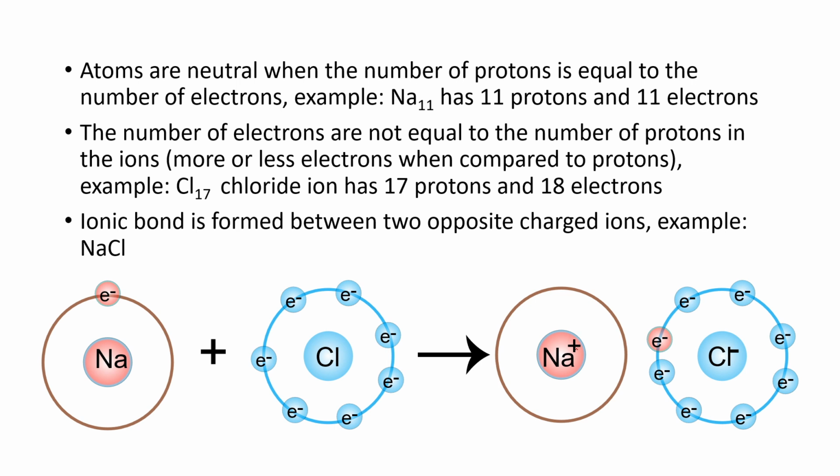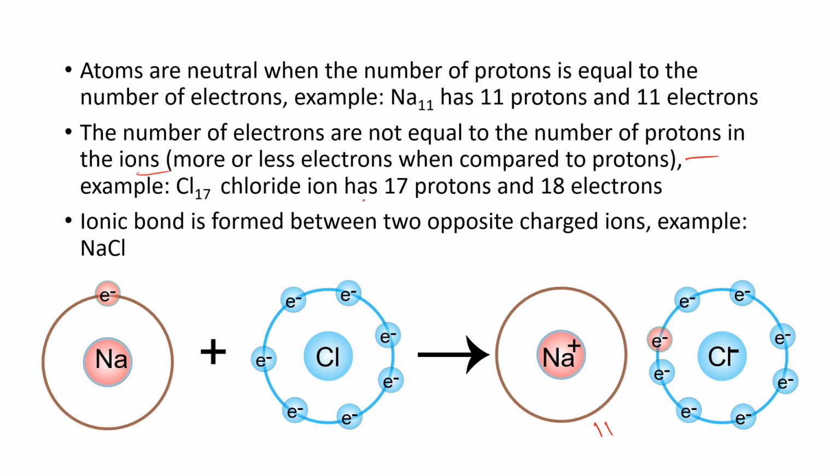Because all the time when an atom loses electrons, it gains a positive charge. All the time when an atom receives an electron from any other atom, it gains a negative charge. Here one electron is taken from the sodium, so the chlorine has got the negative charge. This is how you can see the formation of molecules or ions. The number of electrons is not equal to the number of protons in the ions, that is, more or fewer electrons compared to the protons. Here 11 protons are there, but how many electrons? One electron is less.